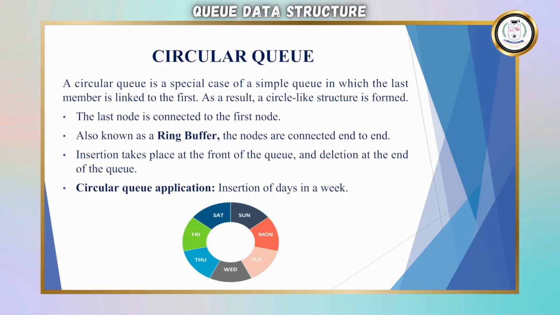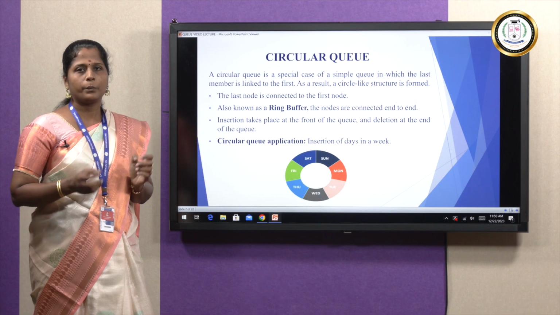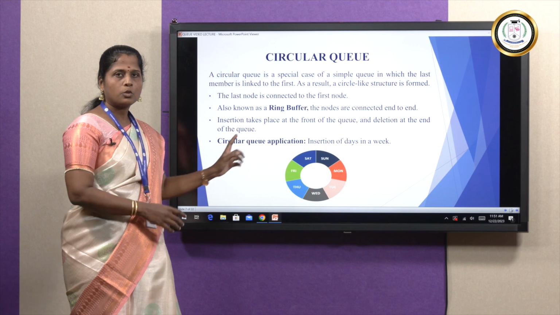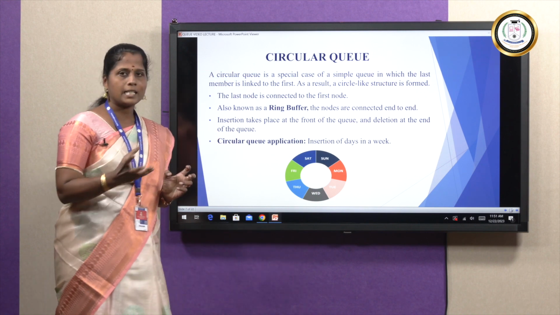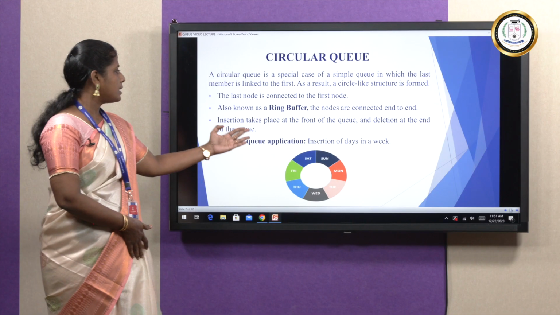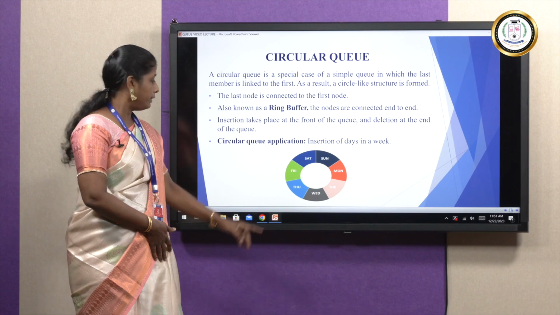And this is a circular queue. A circular queue is one where the front element is linked with the back element. That is, we form a circular structure to connect the last element with the first element. And this is also called a ring buffer. The main application of a circular queue is inserting a day in a queue within a week.